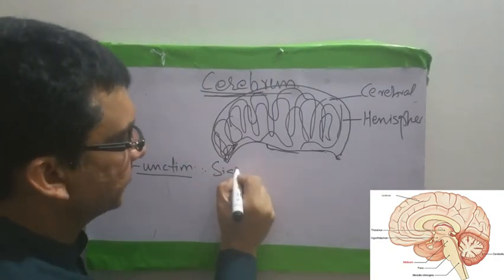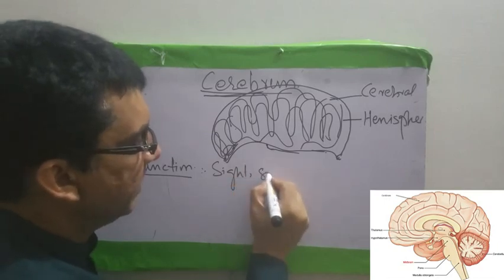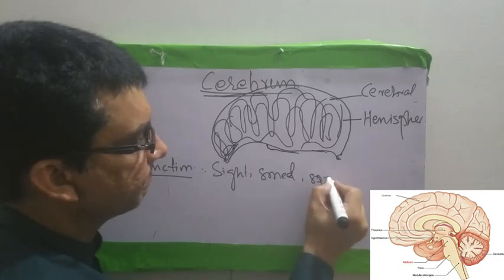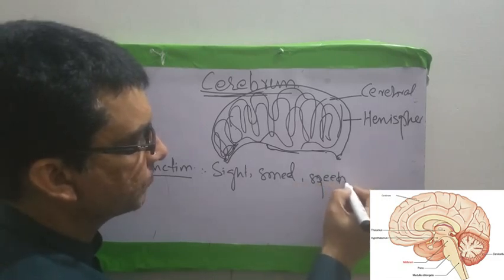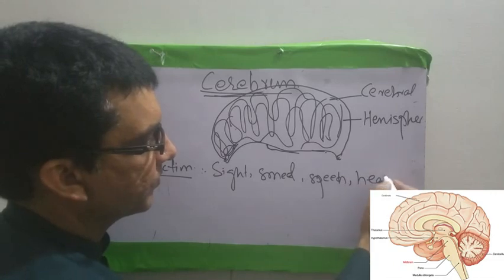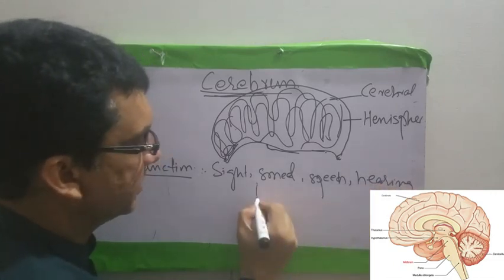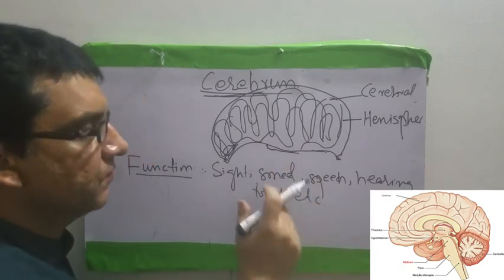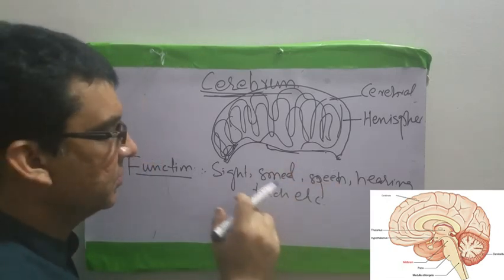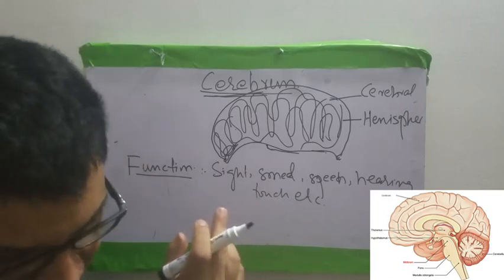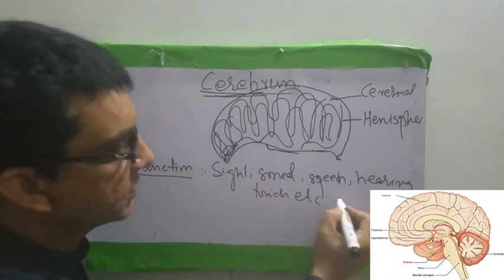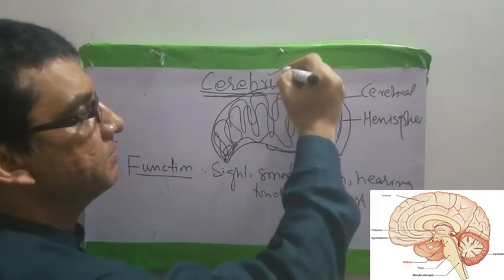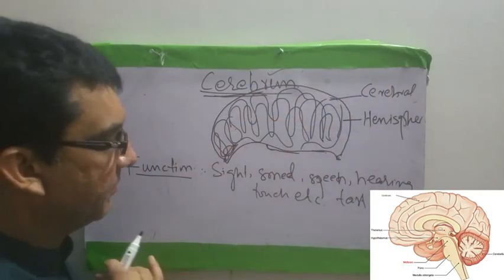Cerebrum controls sensory functions like sight, smell, speech, hearing, touch, etc. So these functions like hearing, speech, touch, sight, etc., are controlled. Even taste is also controlled by the cerebrum, this main part of the brain.